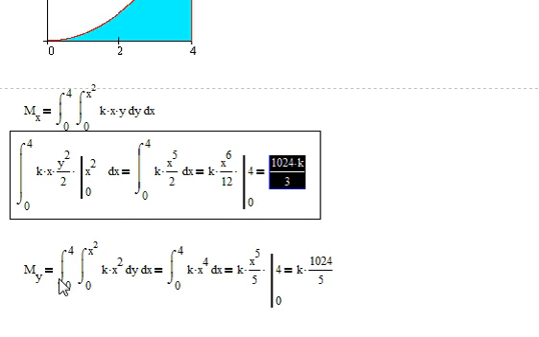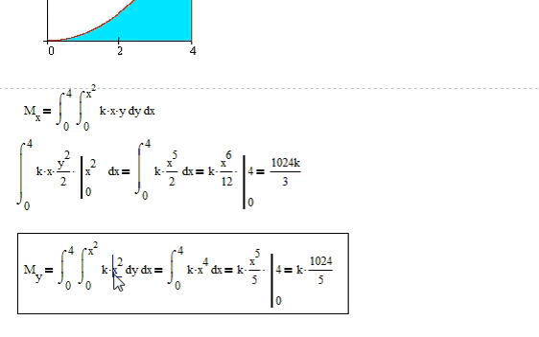Similarly, the moment about the y-axis means we get an extra x in our integrand. Integrating with respect to y, that's just a constant, and y goes from 0 to x squared, so that would just give us an extra x squared. So we integrate k x to the 4th dx between 0 and 4. So it's 4 to the 5th, 1024 over 5 times k.